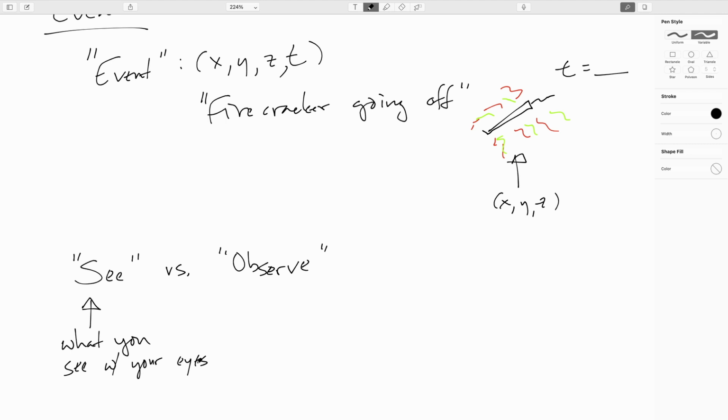And we can extend our eyes to things like video cameras, any kind of sensing equipment that does the sort of thing that eyes do. So that's going to be talking about just all the light hitting a sensor and getting recorded at a specific time. That's what you see. What you observe will be different. This is what you conclude must have happened after you correct for speed of light delays.